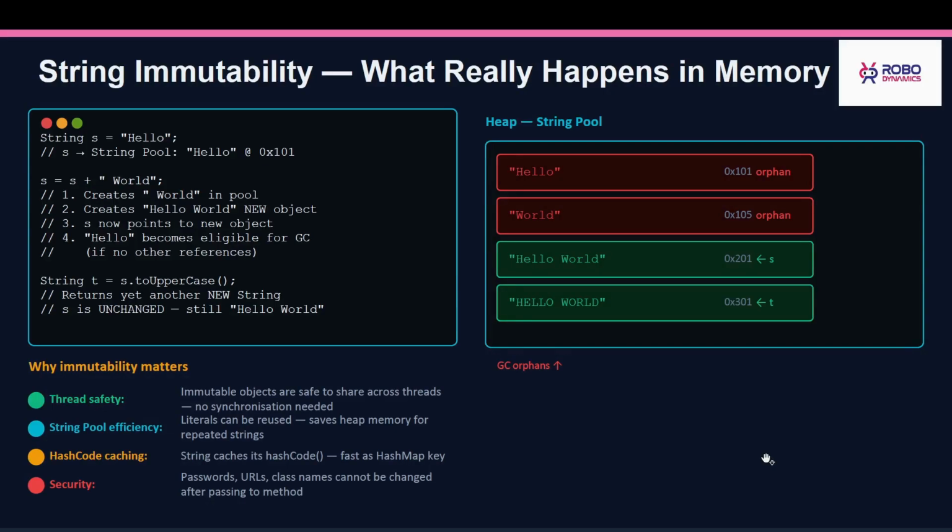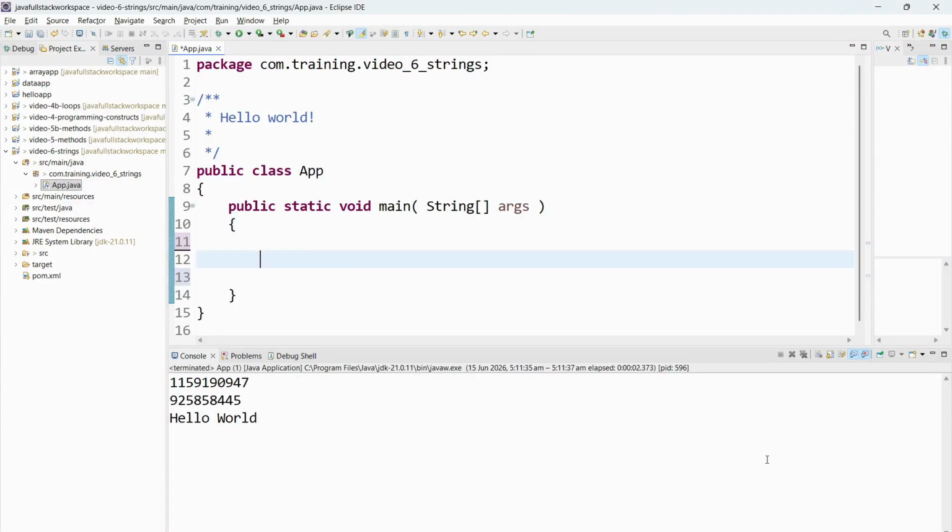What does string immutability actually mean? What really happens in memory? Let me state the most important fact in Java: String is immutable, meaning you cannot modify strings. Let us see how it works.